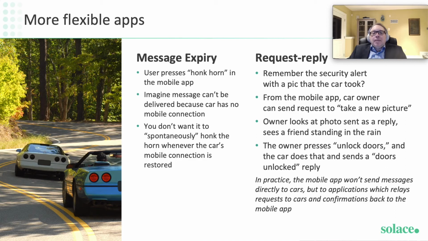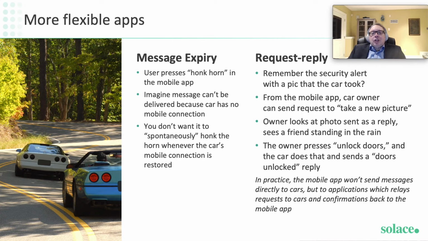You can also do some things with apps in MQTT 5.0 that you just couldn't do in MQTT 3.1. One of my favorites is message expiry. With message expiry, when you publish an MQTT message, you can include a field in the message that says how long this message lives for. So if I've got my mobile app and I press the honk horn button, but it can't be delivered because the car doesn't have a mobile connection at that point in time, it's just parked in a spot where it's not getting good connectivity.